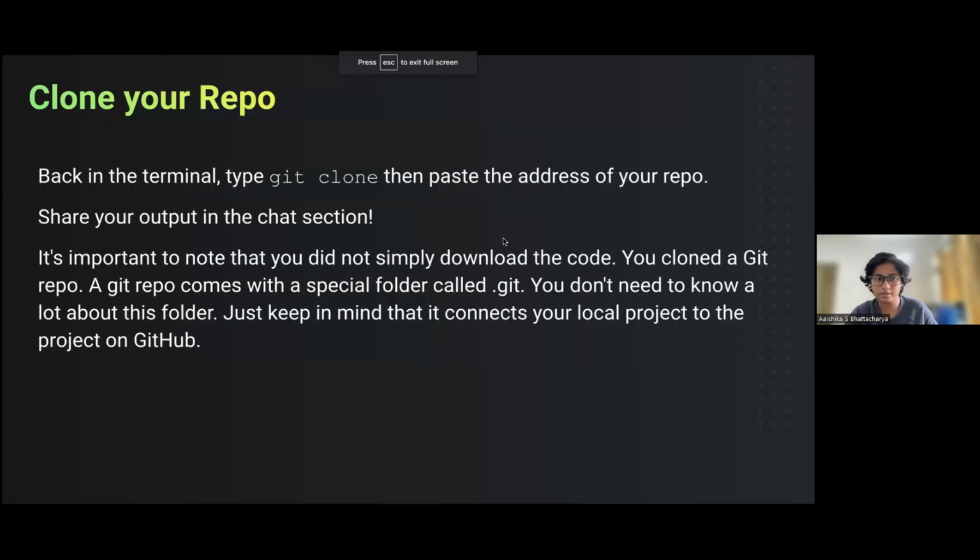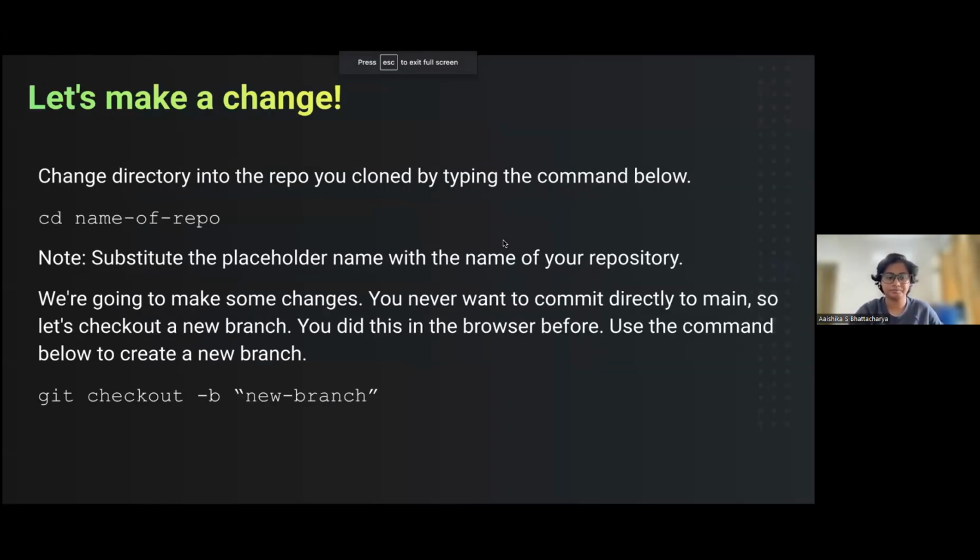So going back. So here you can check out how to make changes to your repository. Whenever you clone a repository, you need to change your directory into the repository that you cloned by typing the command below, which would be cd, which is change directory, followed by the name of the repository. Note that you need to substitute the placeholder name with the name of your repository.